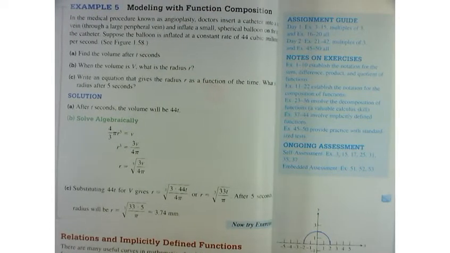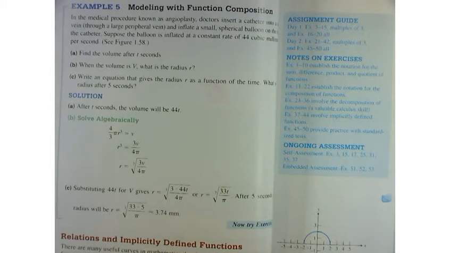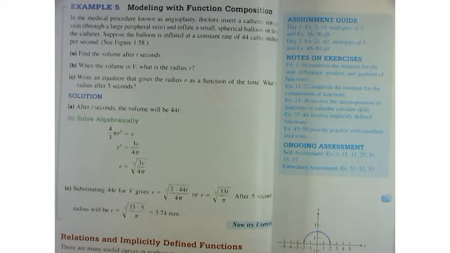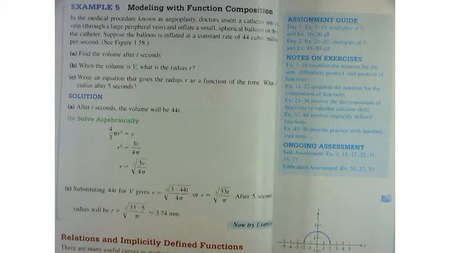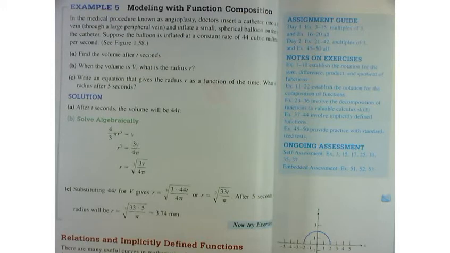So this seems important, right? If you're a cardiologist or a heart surgeon, you don't want to overinflate the balloon because it'll pop the vein. And it probably has some sort of pump, and it probably does pump at 44 cubic millimeters per second. So you want to get this right. This is why you use the math in the real world. The first thing we want to do is, it says after t seconds the volume will be 44t.